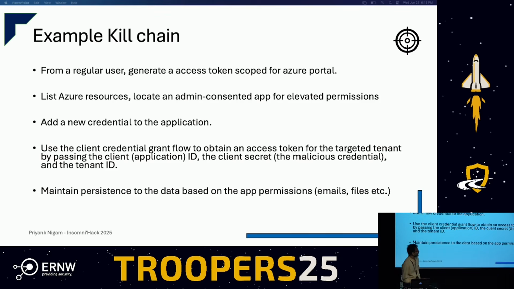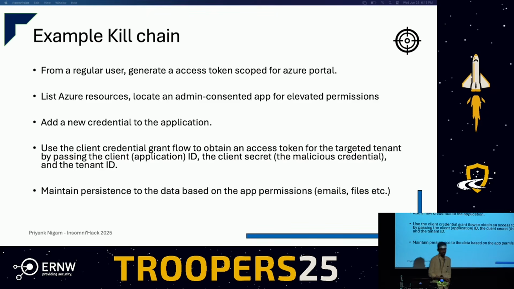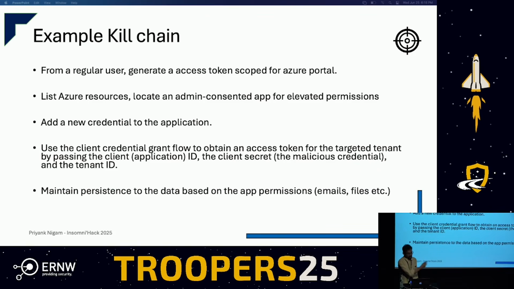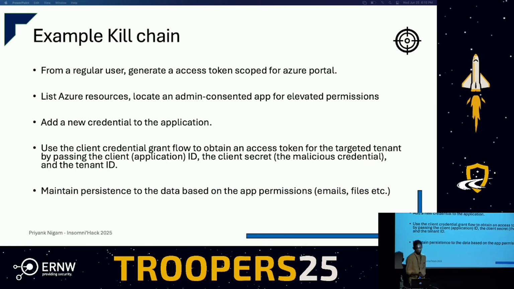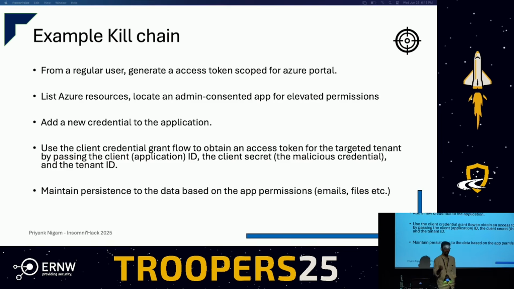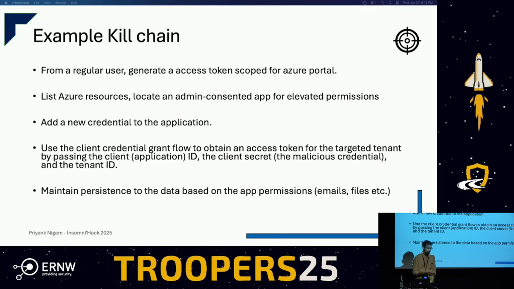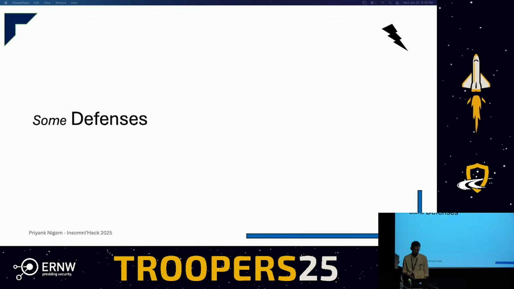And then one of the typical TTPs for attackers these days is that you add a new credential to that particular application, which may or may not be detected, but it's worth trying. And then use that client credential grant flow to obtain an access token for that targeted tenant by doing a cross-tenant B2B. And then you maintain persistence to the data based on the application's permissions. So you're just attacking Azure applications now, and interacting with whatever permissions it has, like emails or files or directory level permissions as that particular user.